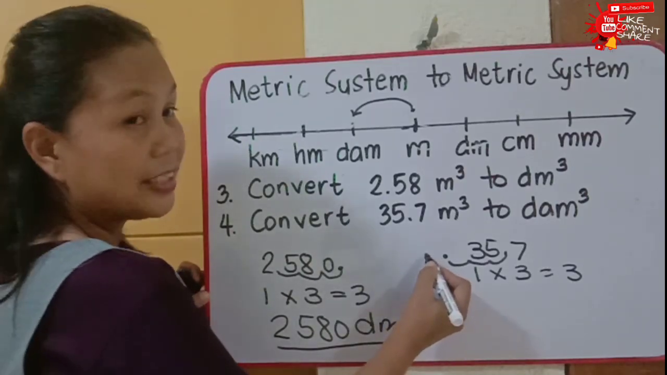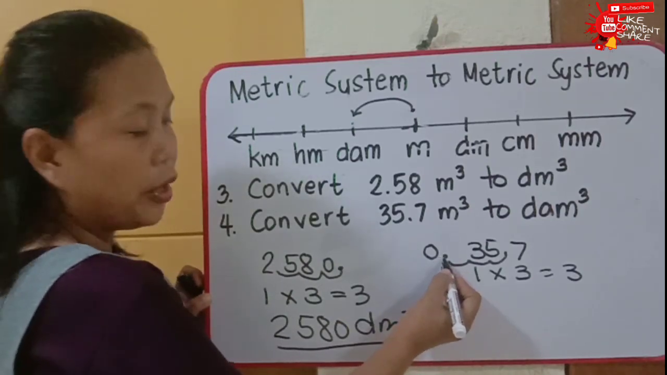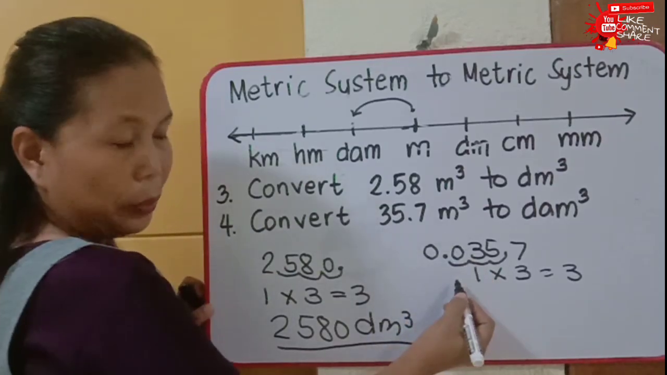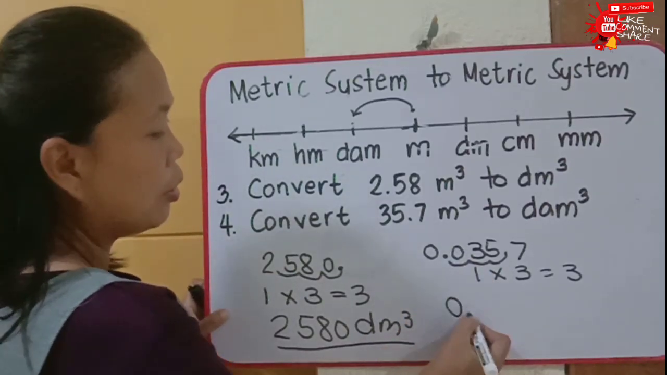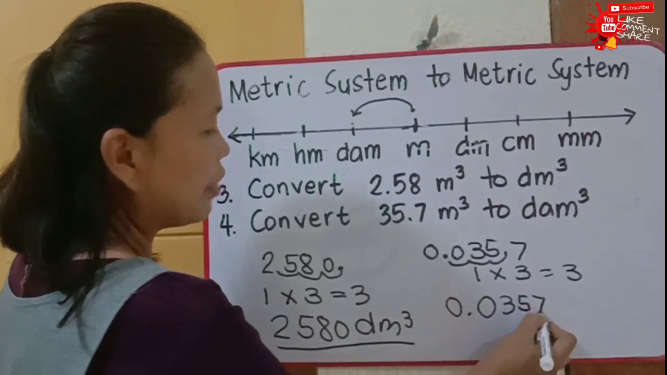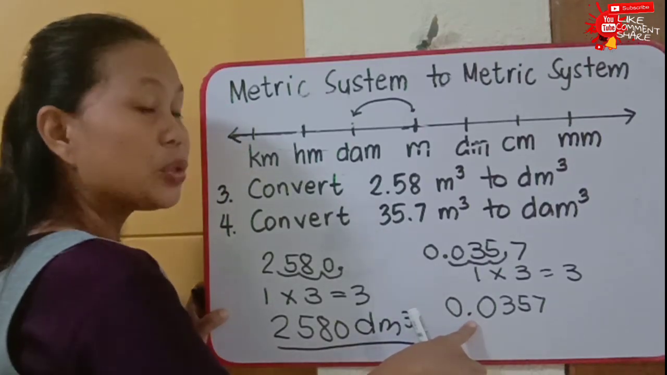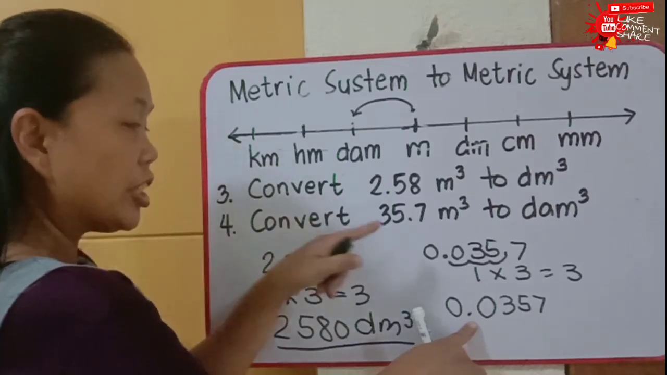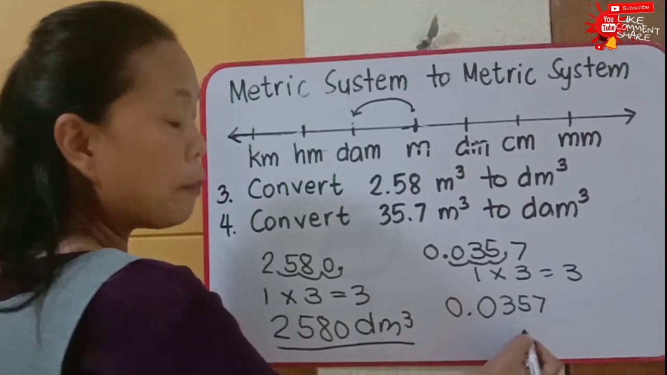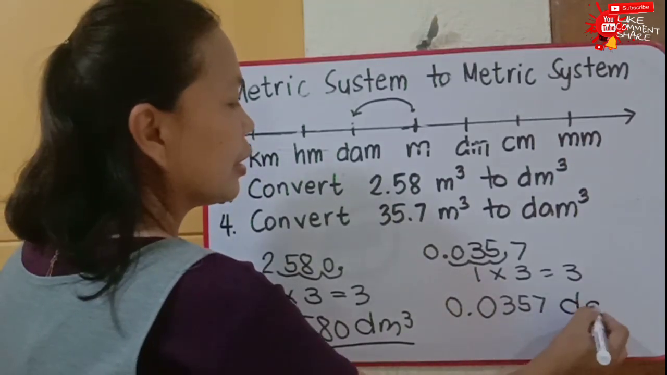Again, since this is a decimal number, we have to put 0 before the decimal point. And we have here a space, so we will add 1 zero. So the answer will be 0.0357. So this will now be the new location of the decimal point since we moved the decimal point from the original number 3 times to the left. So it will be 0.0357 cubic decameter.